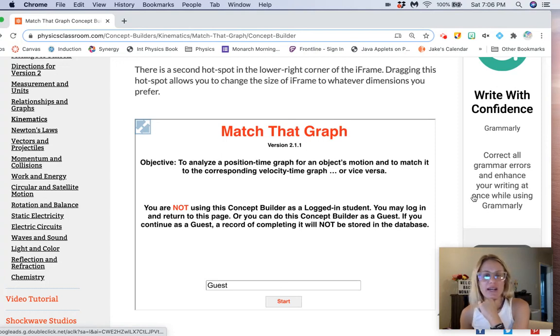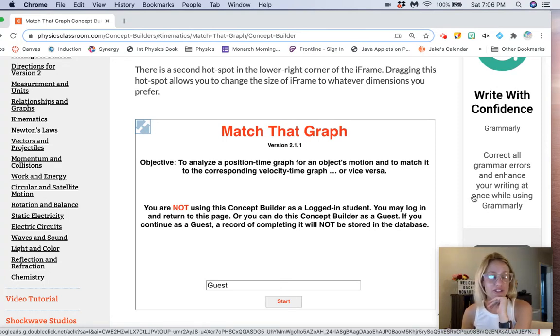All right, hi everyone. So I'm going to show you how to do the Match That Graph activity. Now this is basically for your practice.